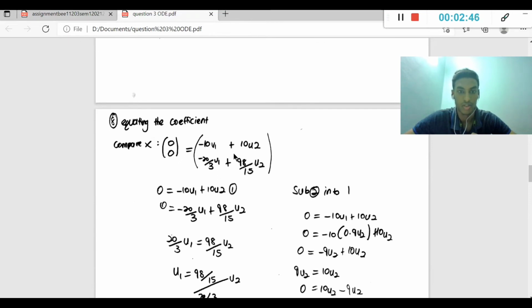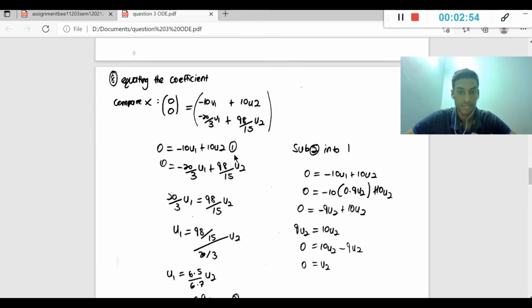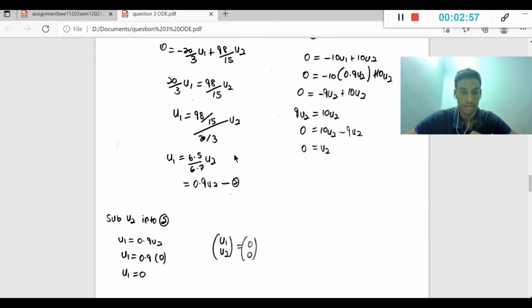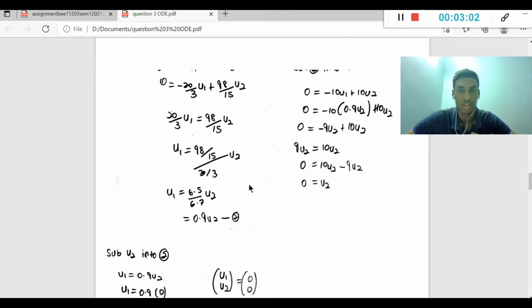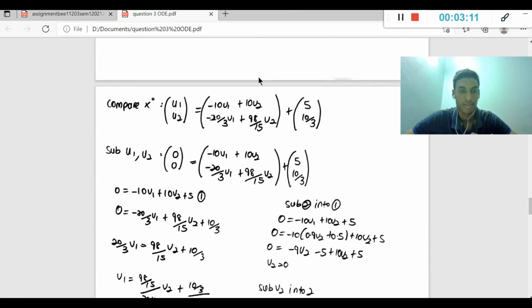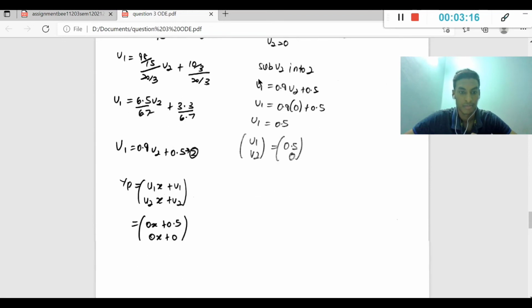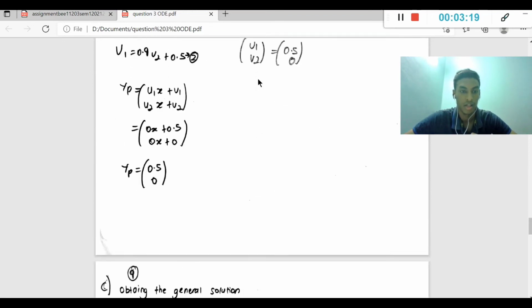Step 8 will be equating the coefficients into the values of U1, V1, U2, and V1, U2, and we have to compare the value of X. Then we have to substitute this U2 into the second equation, and before that we have to substitute the second equation into the first equation, and then we have to compare again, and finally the value of YP based on my calculation is 0.5 and 0.